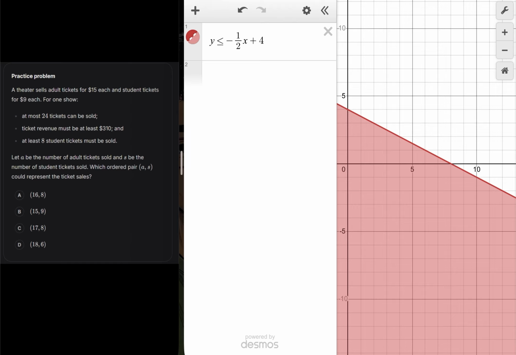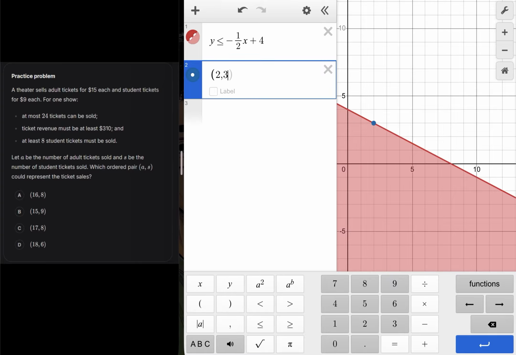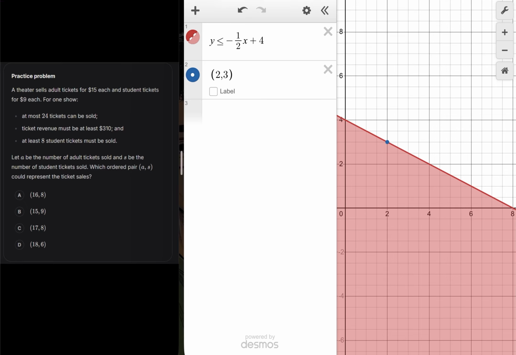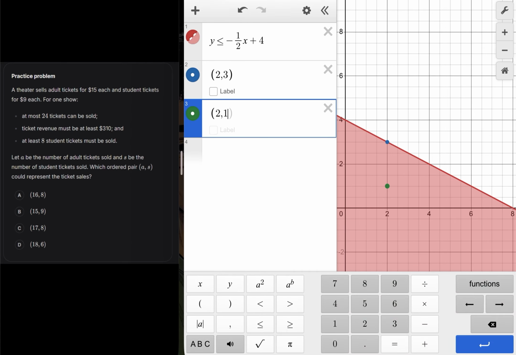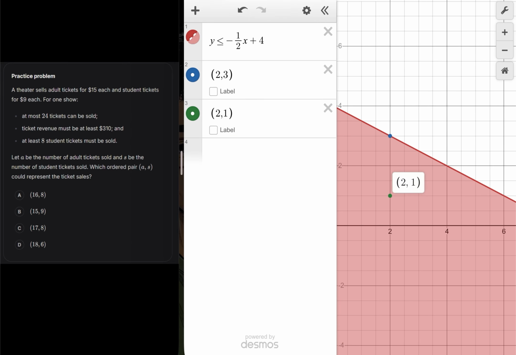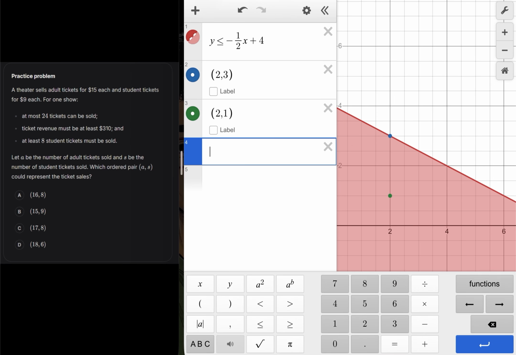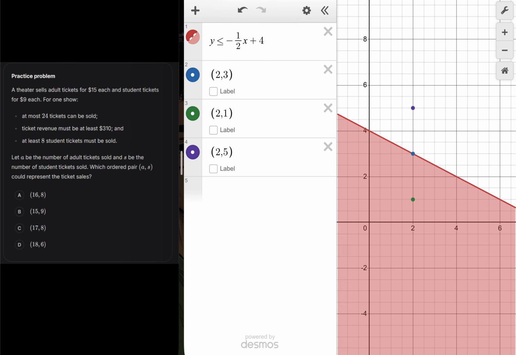For example, the point 2 comma 3 lies exactly on the boundary, so it is included in the inequality, because this inequality allows for equality. The point 2 comma 1 satisfies the inequality because it lies in that region, whereas the point 2 comma 5 does not because it lies outside the region. Those are the really basic things you should know before we actually get to using inequalities.